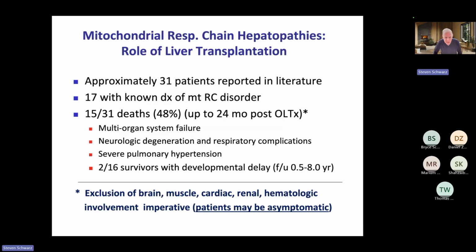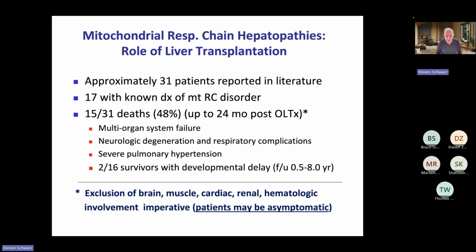What about transplantation? As I mentioned, you have to exclude brain, muscle, cardiac, renal, and hematologic involvement. There have been liver transplants in the literature, about 30 patients, 17 with a known mitochondrial respiratory chain disorder. Up to 24 months post-transplant, half of them died. As you know, the overall 2-year survival is close to 100% for liver transplant. So this is why this is a relative contraindication.